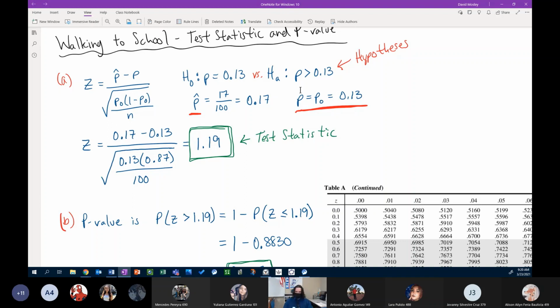It's important that if you're putting this in your graphing calculator, this entire fraction is in the square root. It's not just taking the square root of the top part of the fraction or just the bottom part, it's the entire fraction. So you have to be mindful of that when you type it in your calculator. We ultimately get the test statistic of 1.19. All right, so we're done with part A.